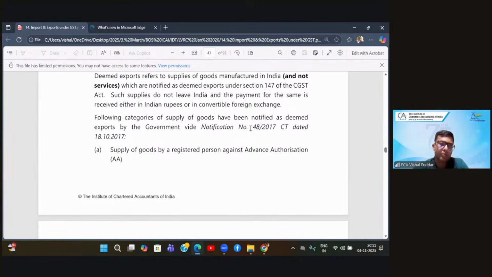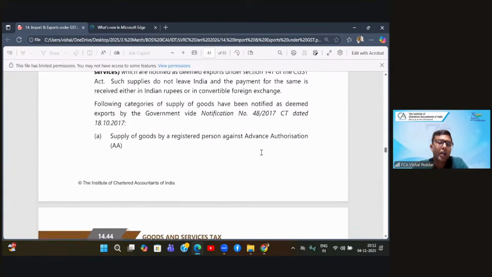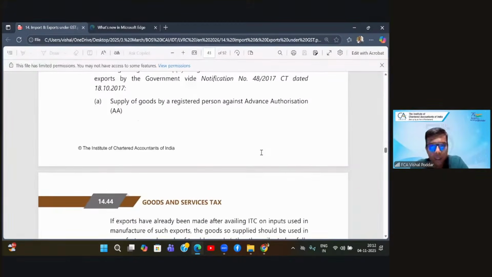Four, very important. Then you will say, sir, what is the benefit of notifying them as deemed export? The benefit is that these supplies, after payment of tax, are eligible for refund. Now, in case of export, you are given the option of not paying tax in the first place. But since these are not export, these are deemed exports. Let us say I am making a supply to you, and this supply is of goods against the advance authorization license. Where I am making the supply against my advance authorization license, such supplies would be covered under deemed export.